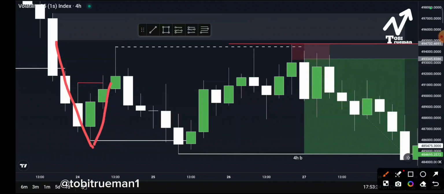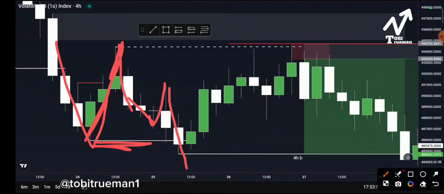We now have this pullback. While price is coming back down, you can see what price did there. Price formed another minor pullback before touching this particular low point. After price formed it and touched it, it caused this major pullback, and then we have a minor pullback inside that major pullback, and this is now our low point.